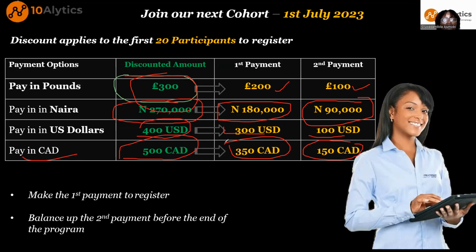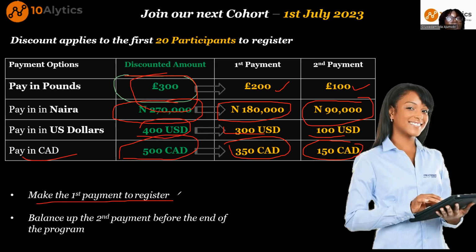Okay, and yeah, so make the first payment to register. To register for this program, you need to make the first payment. So if you're paying in pounds, you're paying 200. If you're paying in naira, you're paying 180. If you're paying in US dollars, you're paying 300. If you're paying in Canadian dollars, you're paying 350.